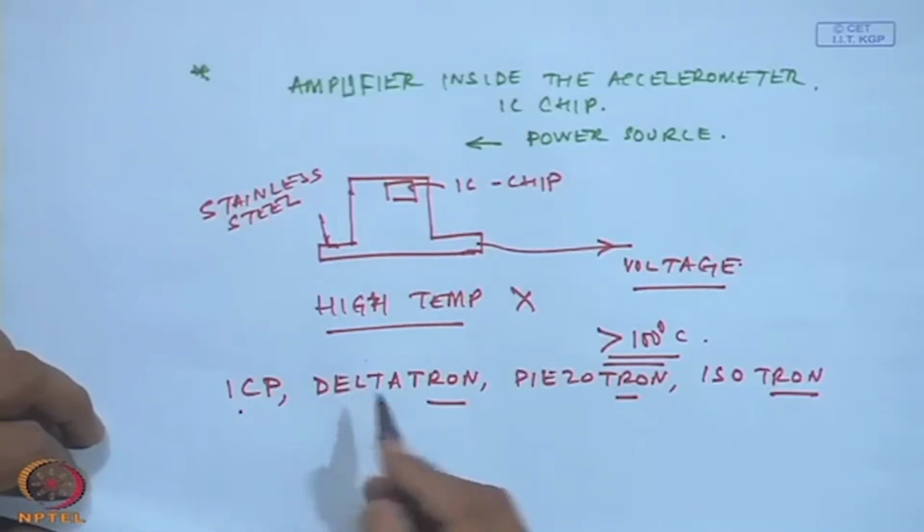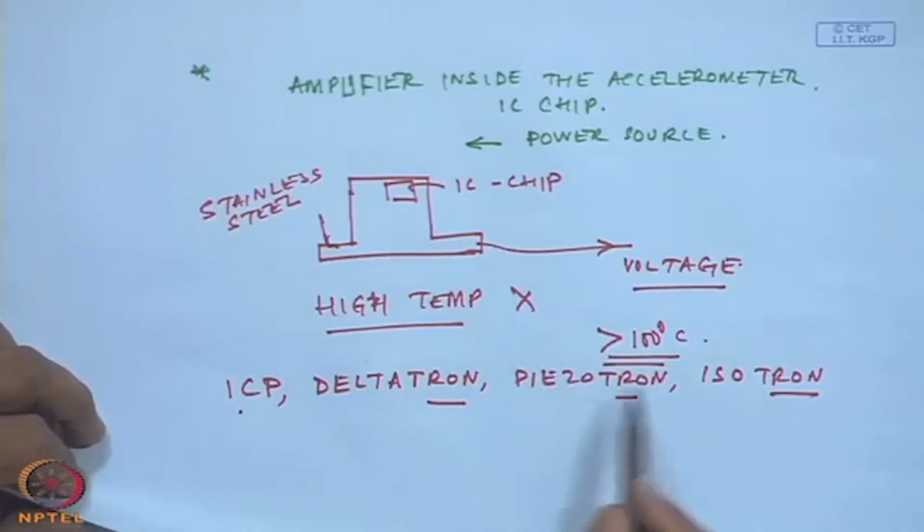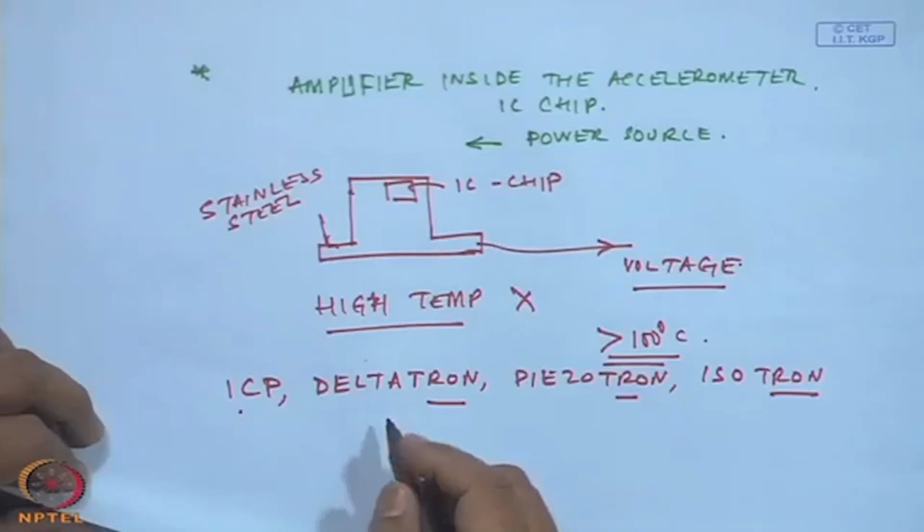This is very convenient from a vibration monitoring point of view, because nowadays many of the signal analyzers have a built-in power source, which could be used to power such ICP type accelerometers, and they are very convenient. But the strongest disadvantage is that they cannot be subjected to high temperatures.